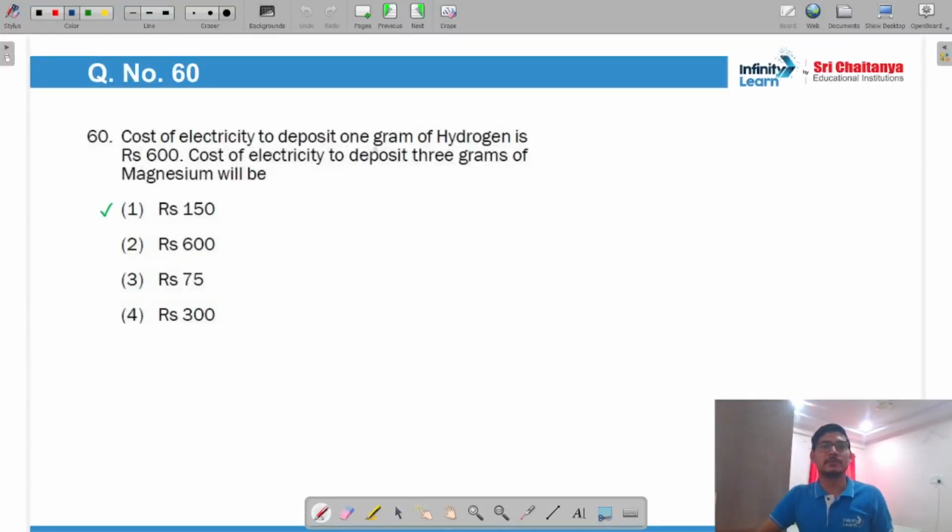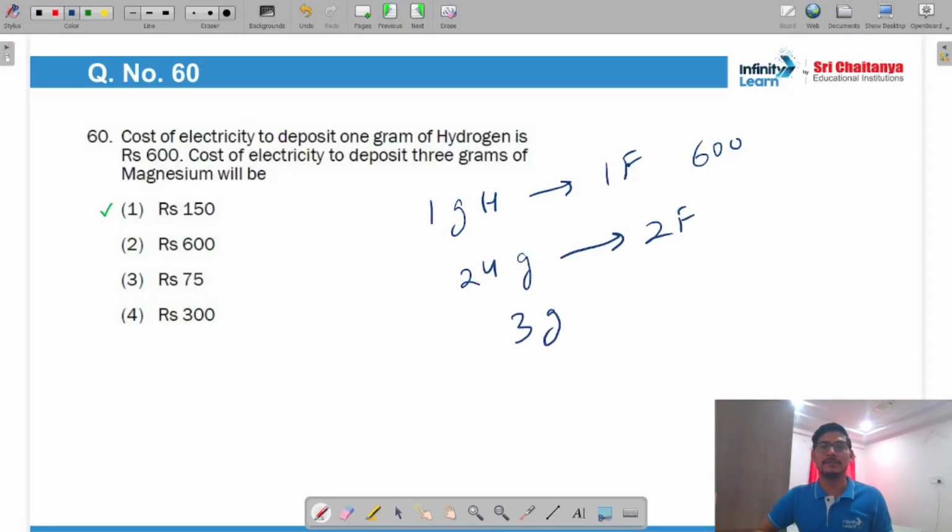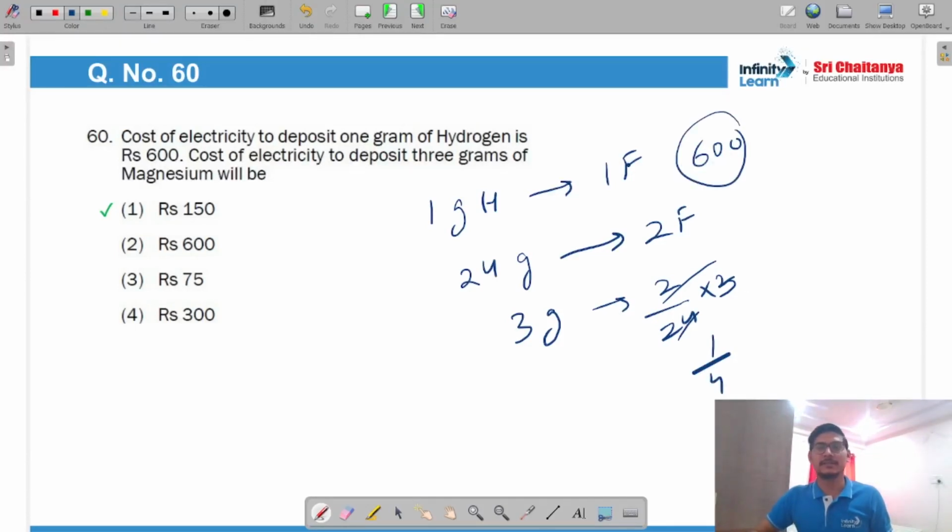Cost of electricity to deposit 1 gram of hydrogen. 1 gram of hydrogen, guys, requires 1 mole of electrons, which is 1 Faraday. Its cost is rupees 600. Now cost of electricity to deposit 3 gram of magnesium. The molar mass of magnesium is 24 gram and it requires 2 Faraday. So 3 gram of magnesium would require how much? 2 by 24 multiplied by 3, which is 1 by 4, which is 0.25 Faraday. So the cost of 1 Faraday is 600, the cost of 1 by 4 Faraday will be 150.